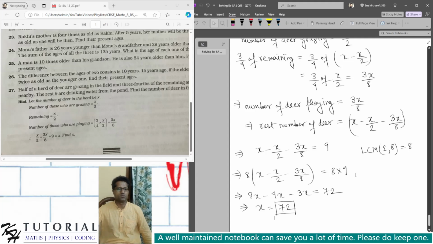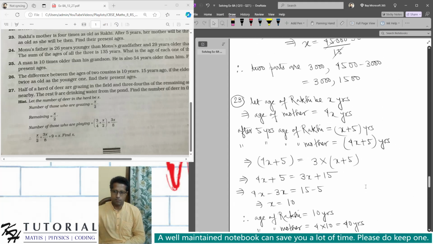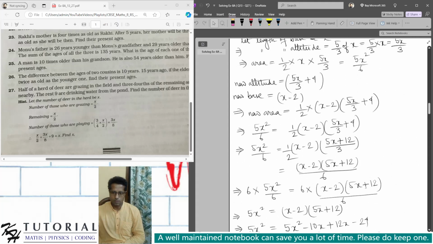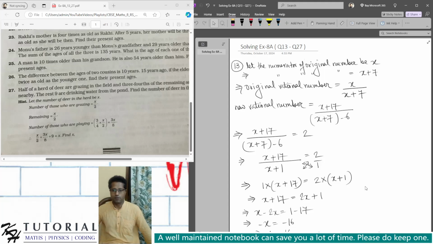So this brings to an end the solving of all the problems of exercise 8A on the chapter of linear equations. The problems in exercise 8A are applications of linear equations, or word problems based on solving linear equations. I hope solving these problems will give you a good idea of how to solve word problems based on linear equations, and how to understand the problem, translate the given problem statement into an equation, and solve the equation by using the rules to solve the linear equation.